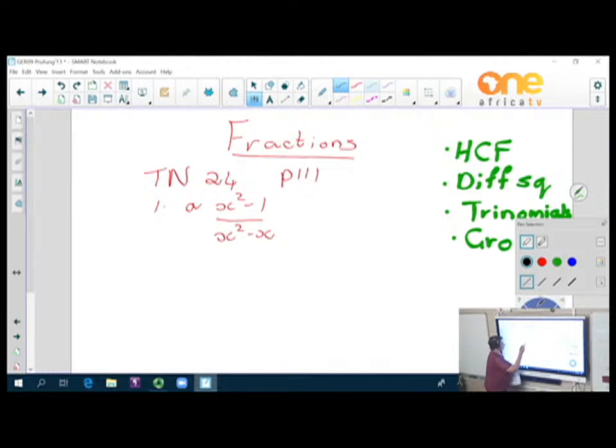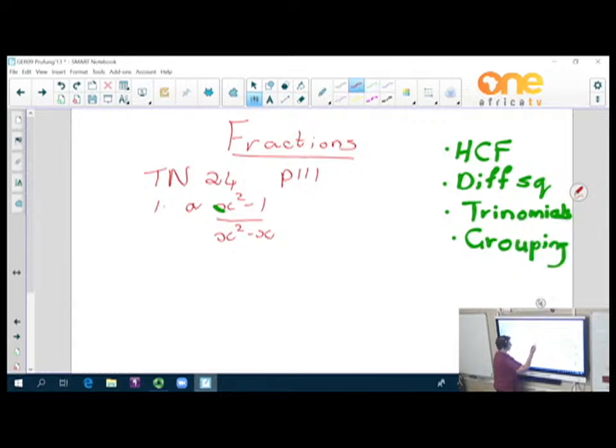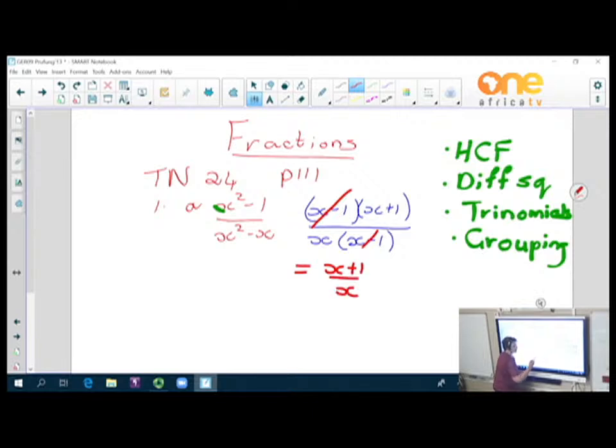Okay, so if I factorize now here, this is the difference between squares, which means that this one is going to be x minus 1 times x plus 1, the difference between squares. And this one is the highest common factor. What is common here is x. Then if I divide by x, it is x minus 1. The nice part now is when you cancel, the answer is x plus 1 over x. Number B.